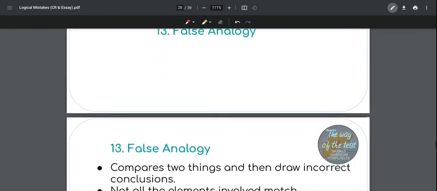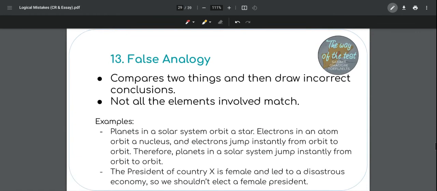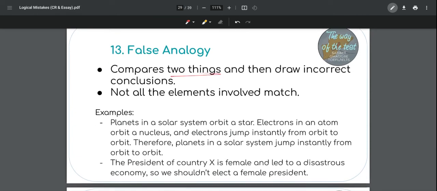Number 13, false analogy. We also do this all the time. Here we compare two things. Remember, analogies themselves are okay. You can draw an analogy with a lot of things. But the problem is when you draw conclusions from the parts that do not compare, when the elements involved do not match. When you draw an analogy, you want to draw conclusions from the parts that match, not from the parts that don't match.